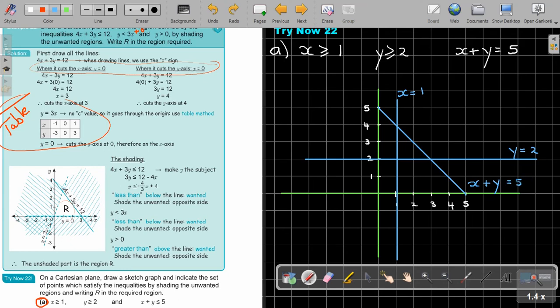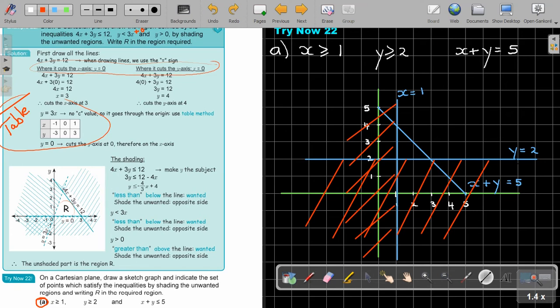Okay. And now I will just do my shading. So x is bigger than 1. Do you see it's to this side? But I shade the other side. Let's do the shading in red. So bigger than 1, so I will shade this side. This was easy. This one, y is bigger than 2 is up, but I'll shade the other side, down. And then x plus y equals 5.